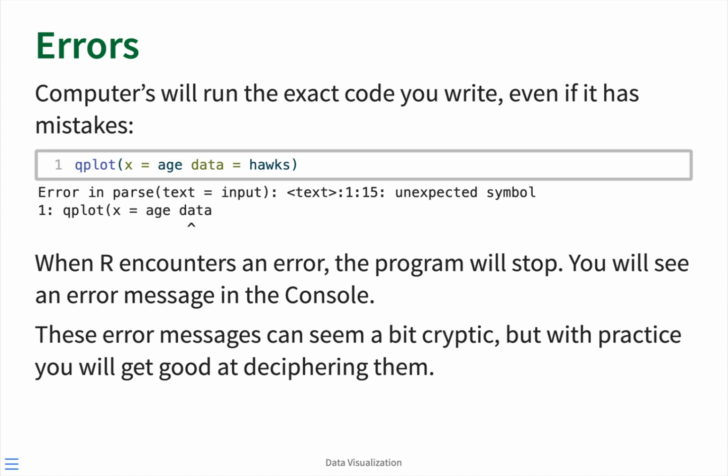So error messages can be a bit cryptic, right? It would be helpful if it said, oh, you forgot a comma. And sometimes we have to use the clues that we can glean from these error messages to try and figure out what the actual cause of the error is. And that's partly something that comes with practice.